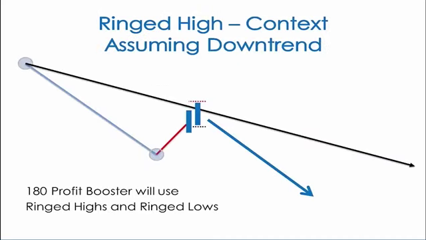Now, we use these only in a downward trend. We don't use ringed highs in an upward trend at all. Ringed highs give us good points to sell in a falling marketplace. So they're a sell signal in a downward trend. Now, as I mentioned earlier, the 180 profit booster, which is one of the 4 trading systems, is going to use these ringed highs and the ringed lows that we just looked at. And these are a great sell signal for a downward trend, and the ringed lows we already know are a great buy signal in the uptrend.